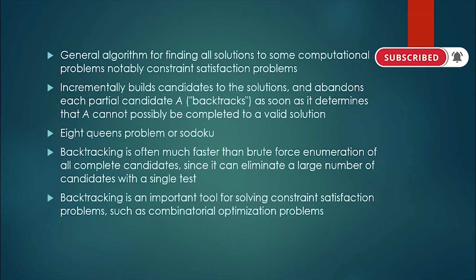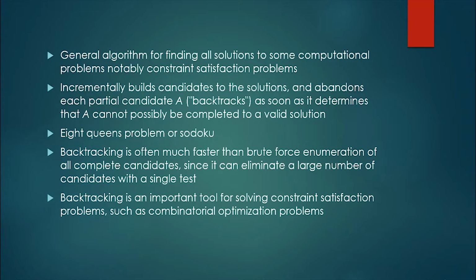What is backtracking? It's a general algorithm for finding all solutions to some computational problems, notably constraint satisfaction problems. It incrementally builds candidates to the solutions and abandons each partial candidate A, so it backtracks, as soon as it determines that A cannot possibly be completed to a valid solution. For example, the 8 queens problem and the Sudoku rely heavily on this backtrack algorithm.